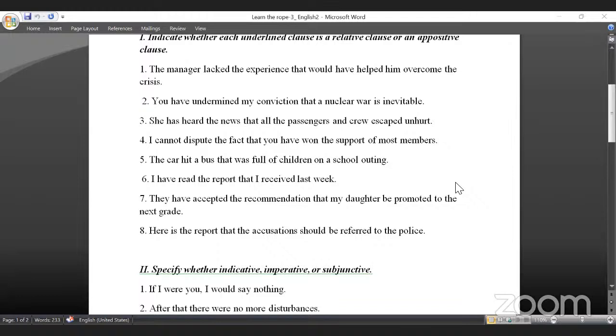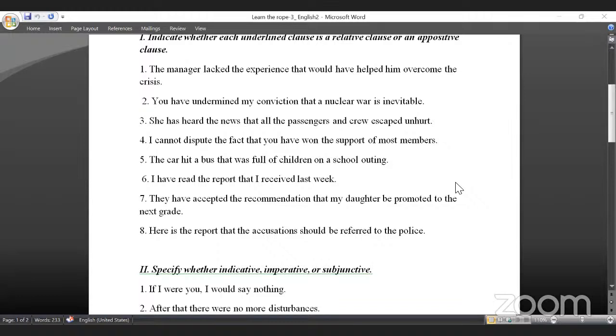Okay, now the sixth one. I have read the report that I received last week. An appositive clause, because we can separate the two sentences: I have read the report, and I received last week. But what did you receive last week? The report. So if you break it open into sentences: I have received the report, I have read the report. I have received the report last week, but you don't have it in the sentence. It only says I received last week.